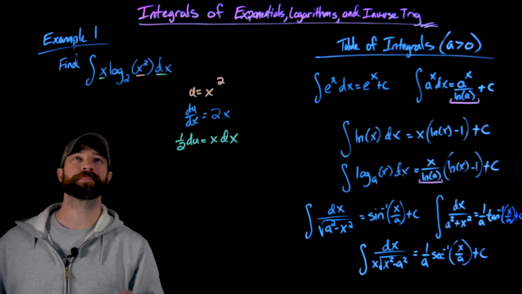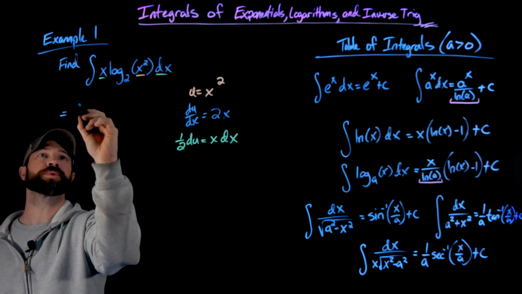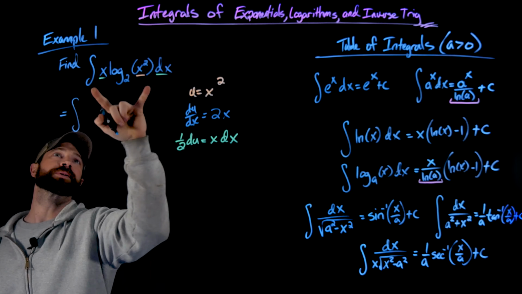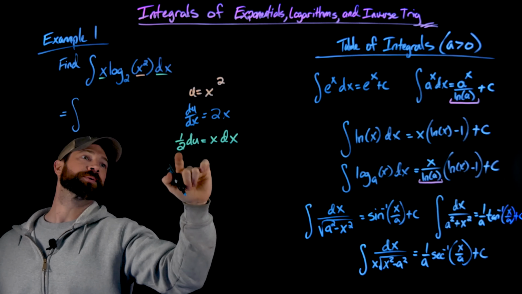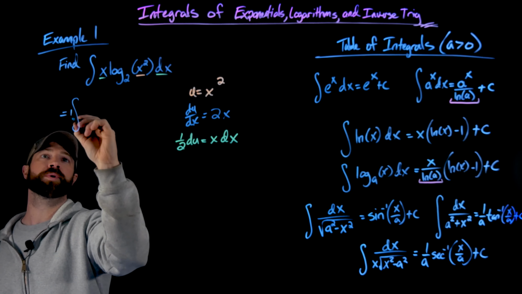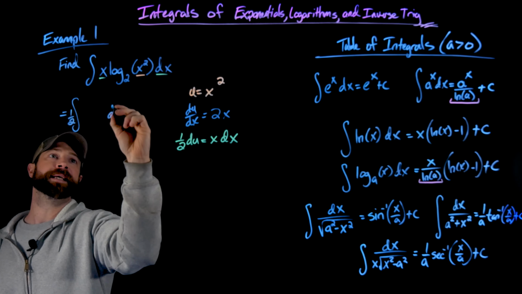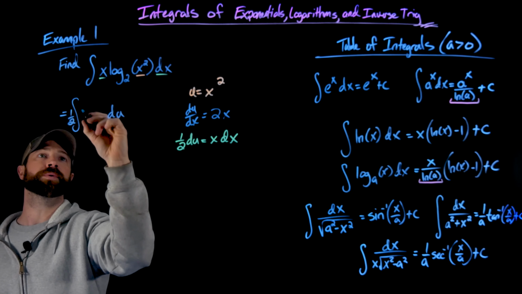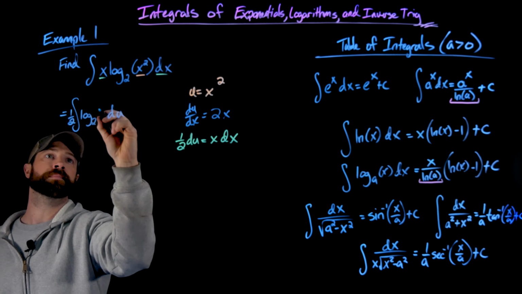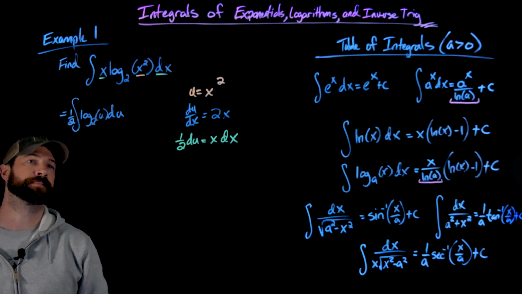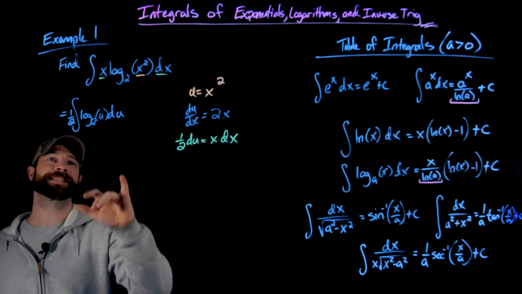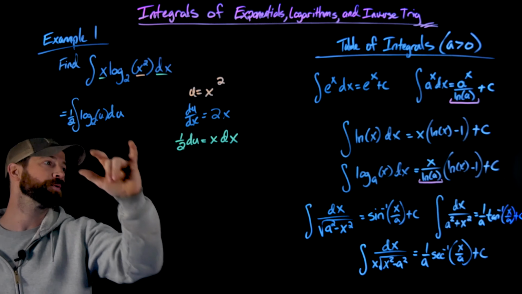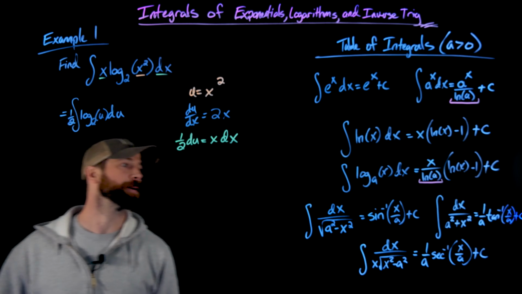So then making the appropriate substitutions, this will turn into, so the x and dx get replaced with the 1/2 du. I'll put the 1/2 out here and I get a du, and this becomes a log base 2 of u. All right, then we've simplified this integral. Now we just need to evaluate this with this property right here.